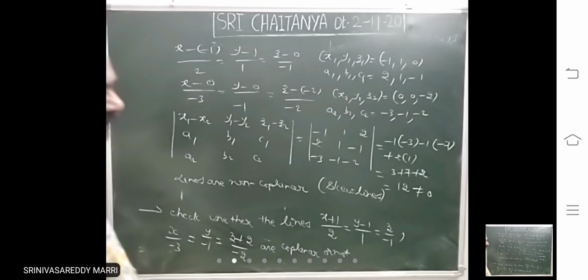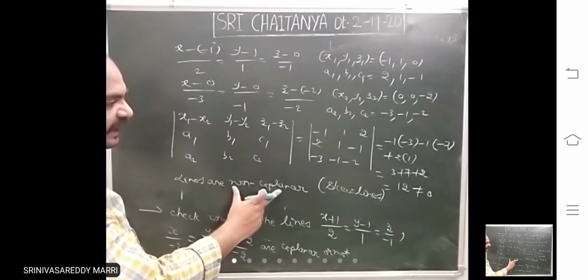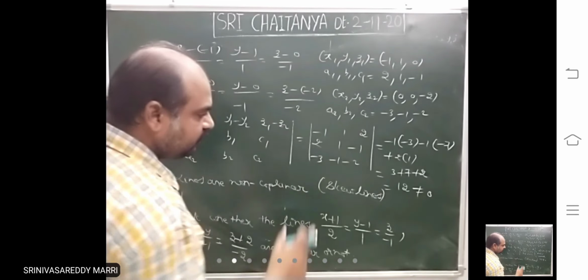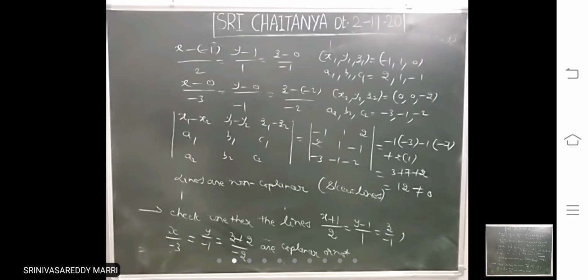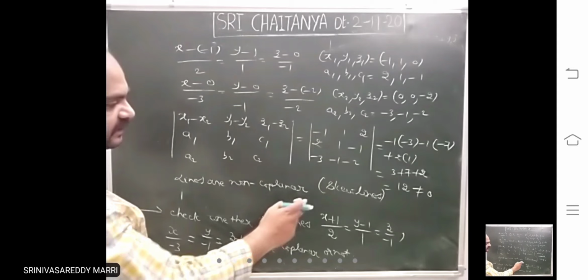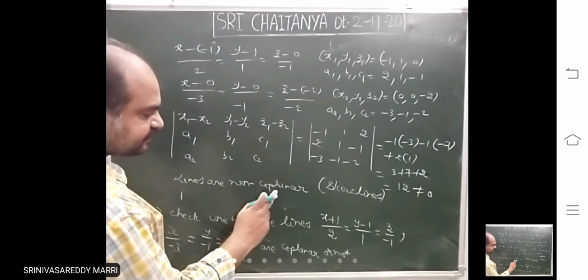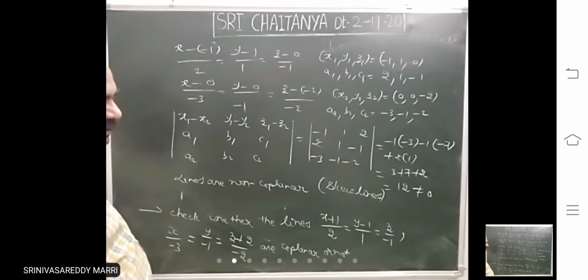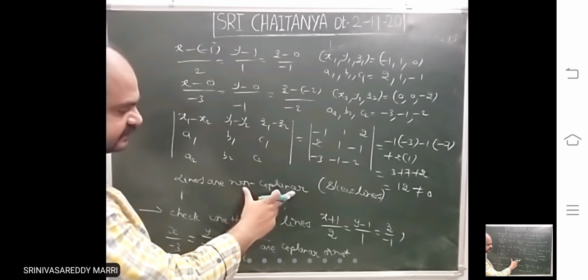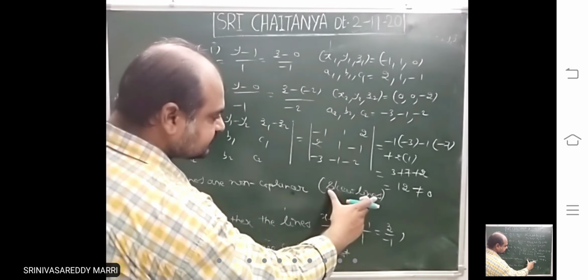Skew lines. If the determinant is not equal to 0, they are called non-coplanar lines or skew lines. They are neither parallel nor intersecting. That means they are not coplanar, meaning they will not lie in the same plane. They are non-coplanar lines, also called skew lines.